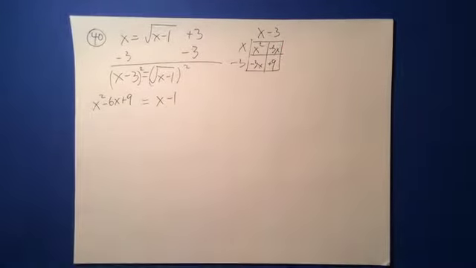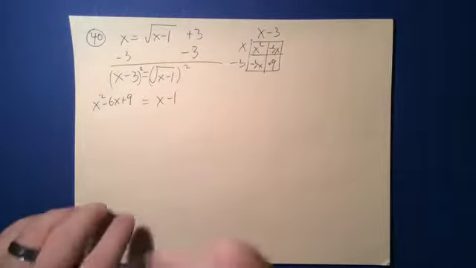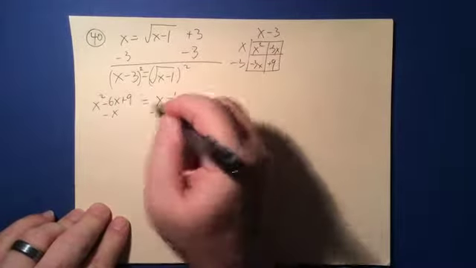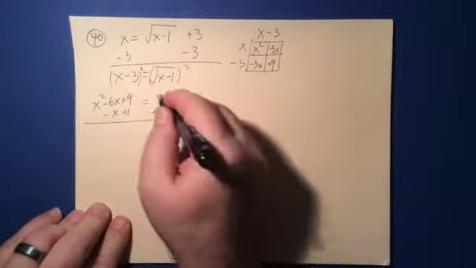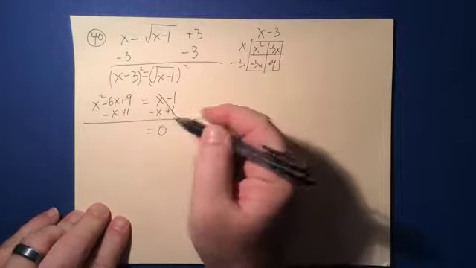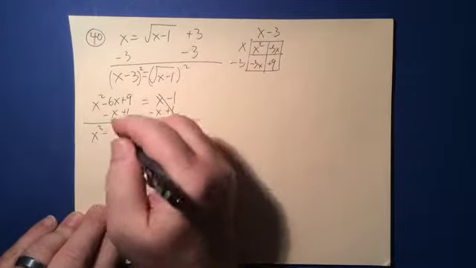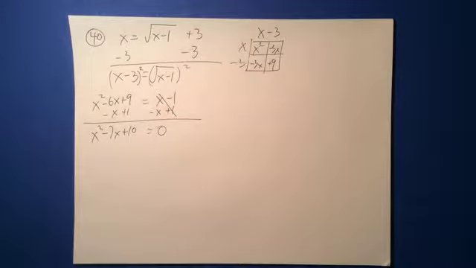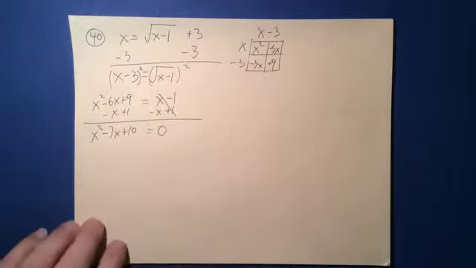Now that I have this, I get a quadratic equation. I have to set this equal to 0 now. So I'm going to subtract x, and I'm going to add 1 to make this 0. And now I get x squared minus 7x plus 10. Sometimes what results here is a problem that will result in a quadratic equation, and that is now going to give you two solutions.